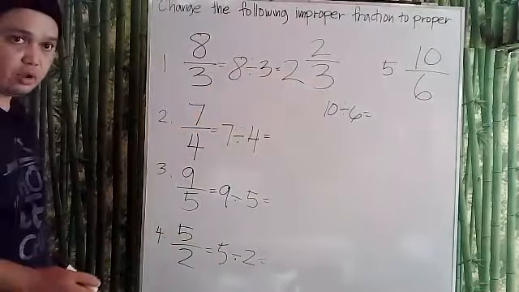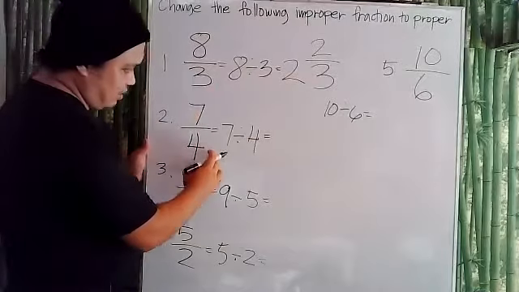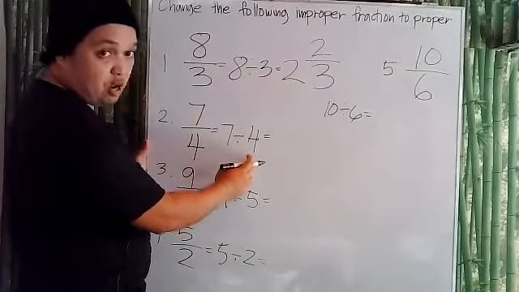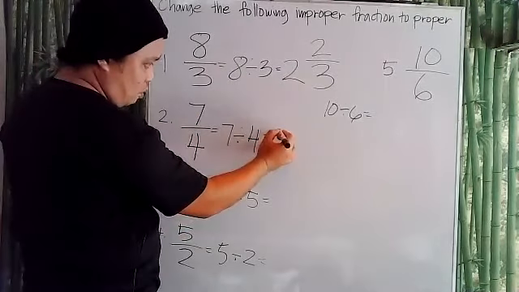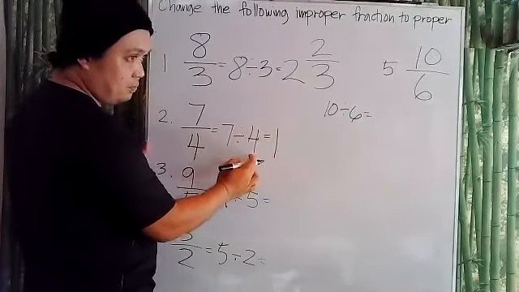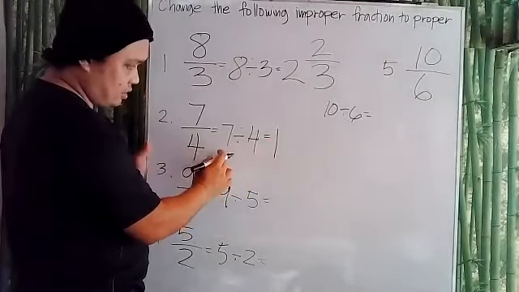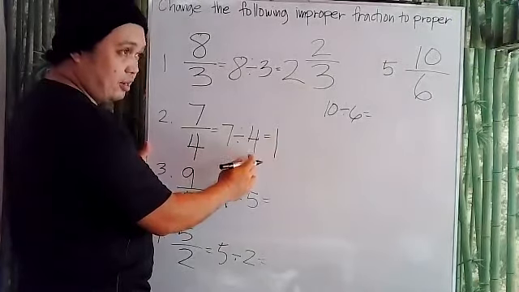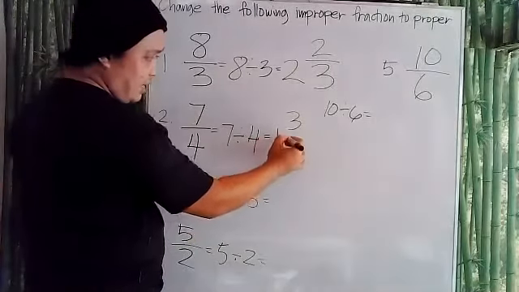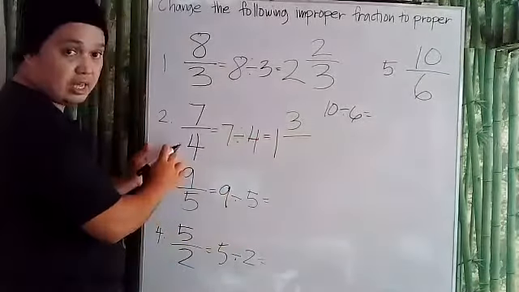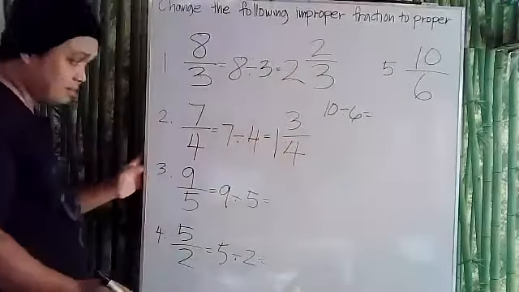Okay, so we have number 2, 7 fourths becomes 7 divided by 4. And how many 4s are there in a 7? Only 1, right? So 1. And from 4, we have a remainder 3 to become 7. So the remainder 3 here becomes the numerator. And our denominator here is 4, the original denominator.